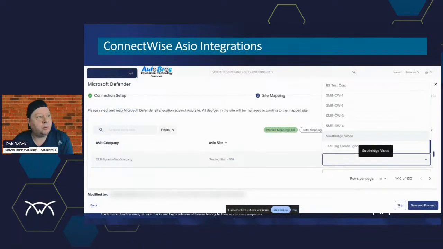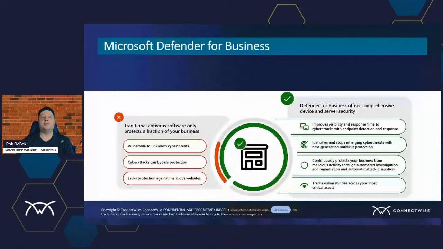So in our site mapping, once again, once we've got that connection made that we've talked about, we've generated that token, then we can go ahead and pick our ASIO sites and we'll match them up with any of these sites in the Microsoft platform. And once we've done that, we just save and proceed. So like I said, integrating is a fairly easy affair to put into ASIO. The next step in that is going to be onboarding those. But before we go that, what is Defender for Business and why should we worry about it?